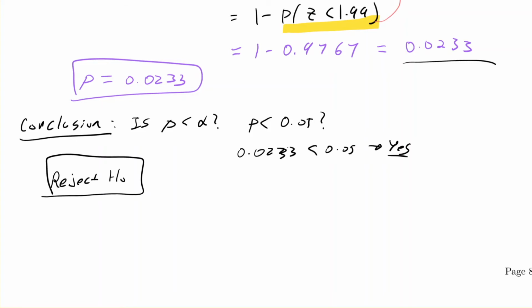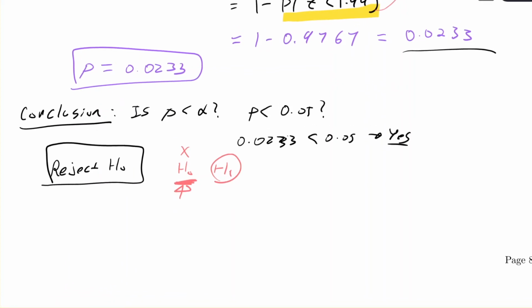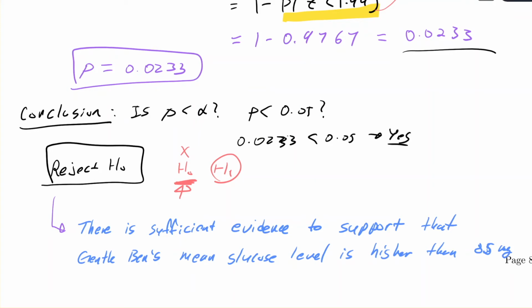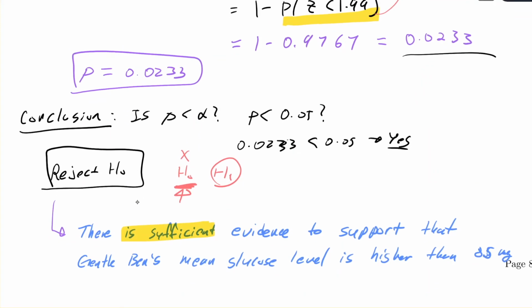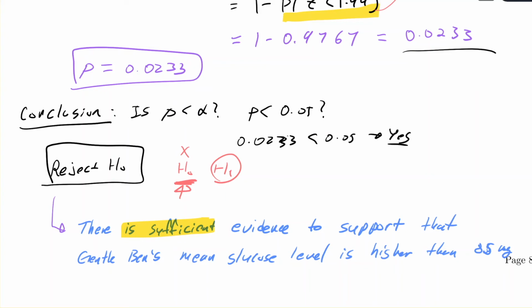If it was otherwise, if p was greater than alpha, we fail to reject h naught, or we do not reject h naught. Remember the way we think about conclusion? Think as we have h naught, h1. Either we reject this or don't reject this. Since we rejected h naught, we have enough evidence to support h1. So let's write the conclusion here. There is sufficient evidence, because we reject h naught, to support that the gentleman's mean glucose level is higher than 85.